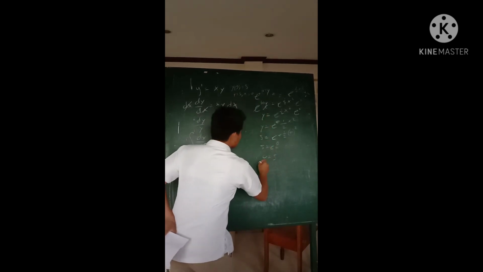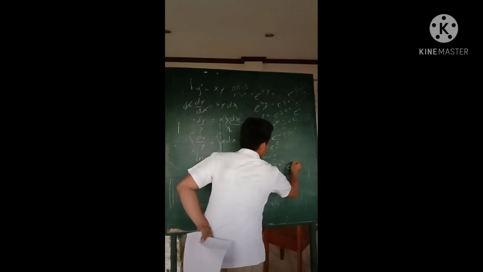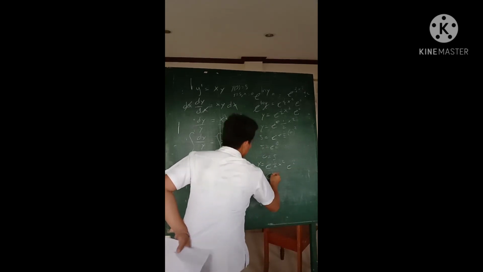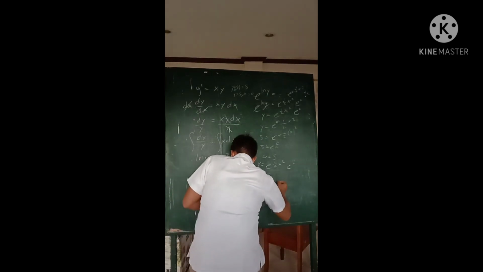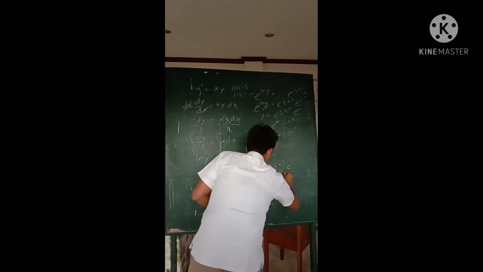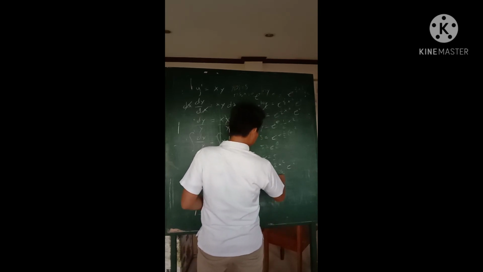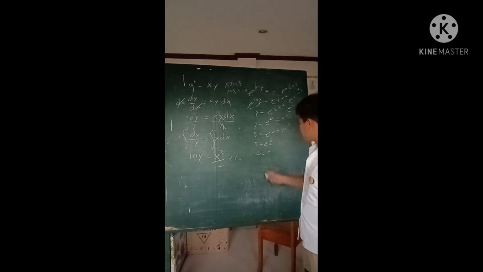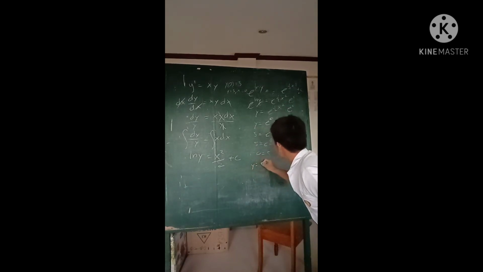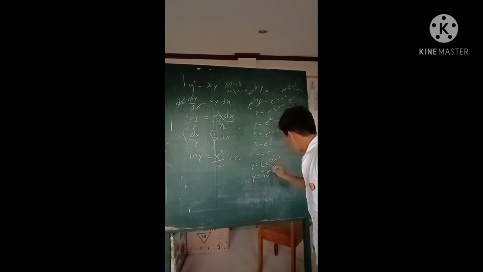So let's go back to y equals e to the 1/2 x squared times e to the c. With the value of c equals 5, y equals 5 e to the 1/2 x squared. So that's the final answer.